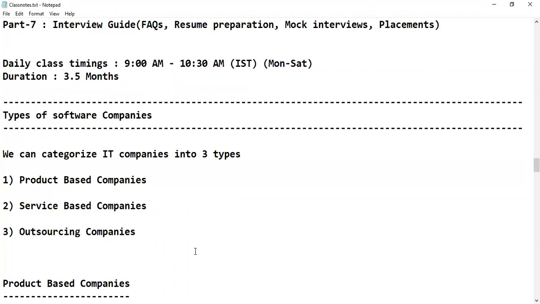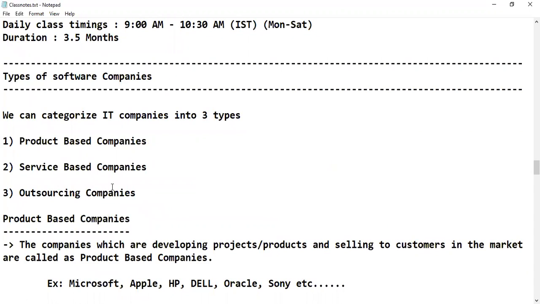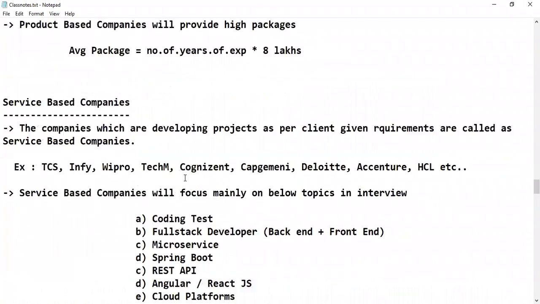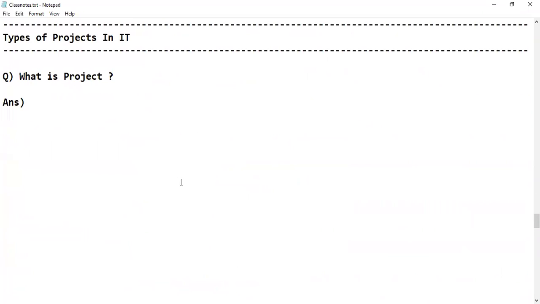So first I gave you clarity on how many types of companies there are in IT, how the interview process works in those companies, and how the package structure is in those companies. Now, before we start project development, first we need to understand what a project is. Before getting into the course, we need to understand what a project is and why we joined here.